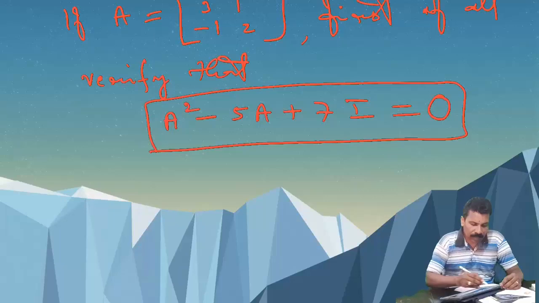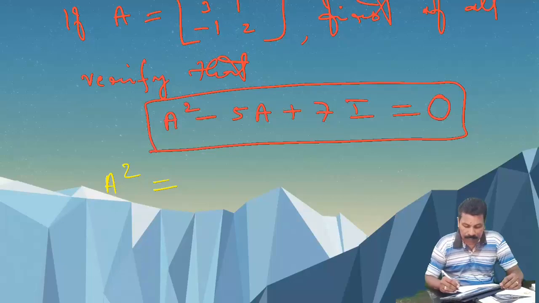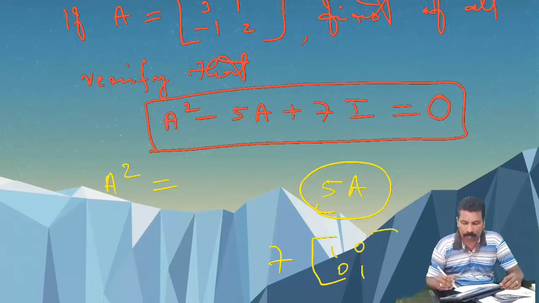How to verify this equation was explained in the last section. So, I will give you the clue once again. You have to find A square first of all. Then you will find 5 times A, that is, multiply A by the non-zero scalar 5. Then 7 into I. What is I? I means here I2, that is 1, 0, 0, 1. That again is scalar multiplication. So you can do it.